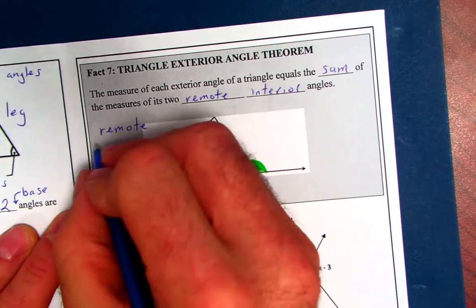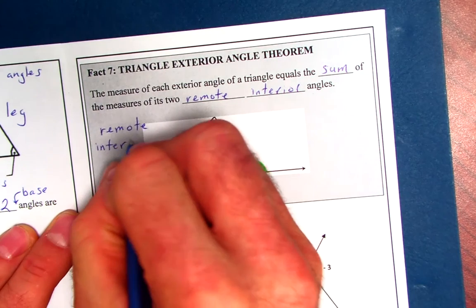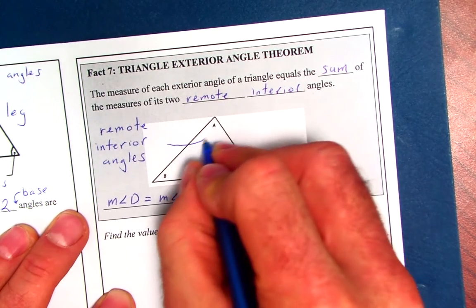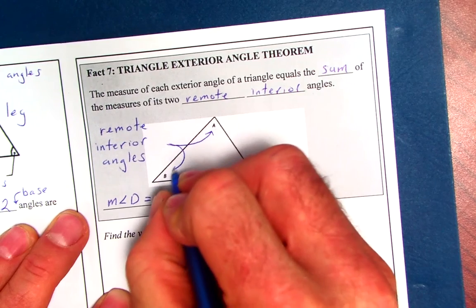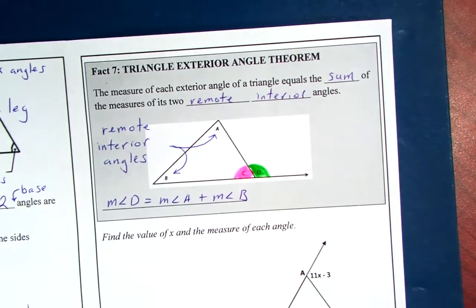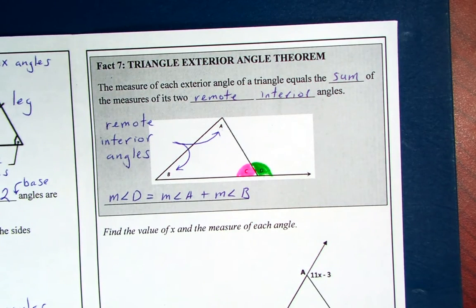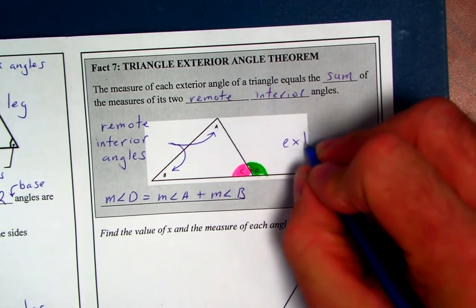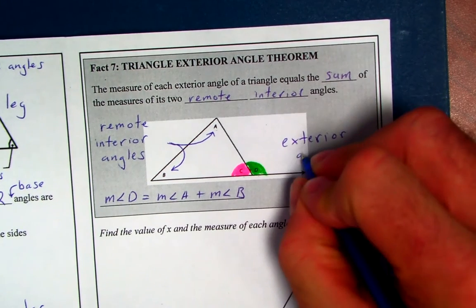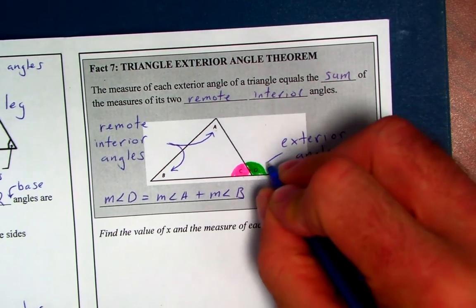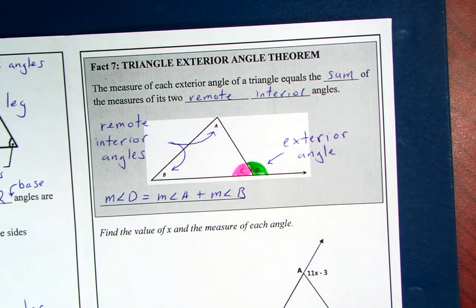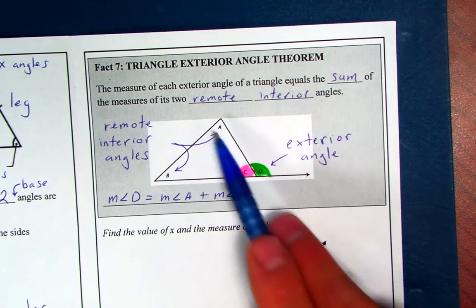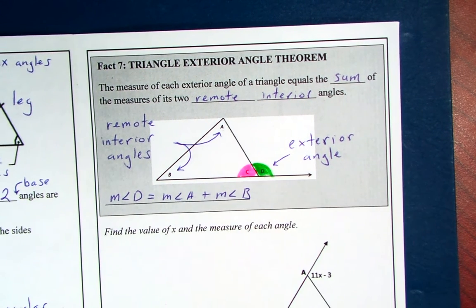Remote interior angles. And then D is the exterior angle. So again, this exterior angle has the same measure as the sum of the two remote interior.